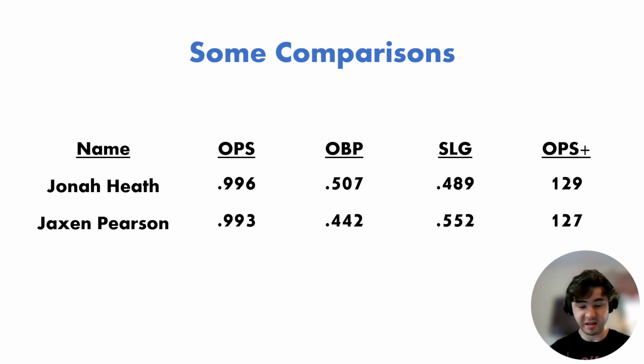So let's go back to the Heath and Pearson comparison. As you can see, they again had almost exactly the same OPS, but according to OPS plus, Heath is the better hitter, at least was the better hitter in 2022, as his on base being higher than the league average was more valuable than Pearson's slugging being higher than the league average. And he edges Pearson by 2 percentage points, 129 to 127.